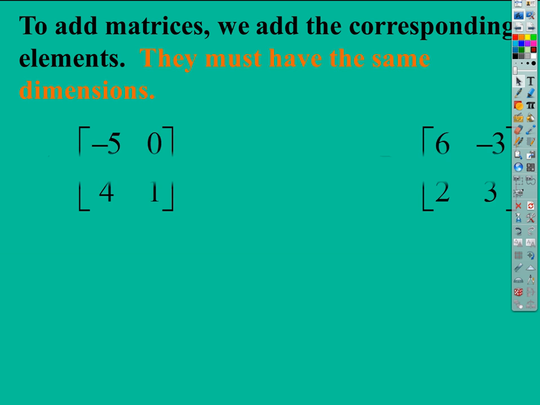So to add or subtract matrices, they have to have the same dimensions because the way we do it is just by adding or subtracting corresponding entries. So for example, if I want to add matrix A to matrix B, I'm just going to add the row 1, column 1 entry of matrix A to the row 1, column 1 entry of matrix B. So -5 plus 6, 0 plus -3, 4 plus, yeah, you got it. So it just looks like that. That's my answer. Okay, no big deal, right?